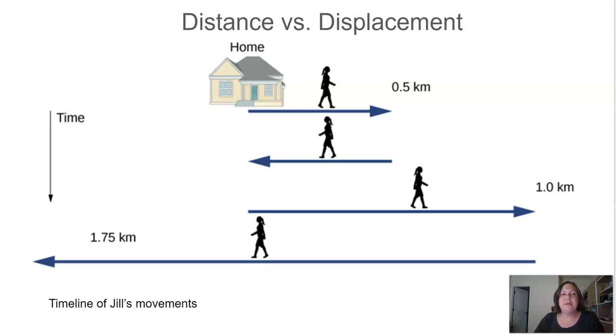Distance is only a magnitude, 3.75 kilometers, but displacement has a magnitude and direction. We'll talk more about the difference in another lesson when we define scalar quantities versus vector quantities. And we'll also learn how to manipulate them.